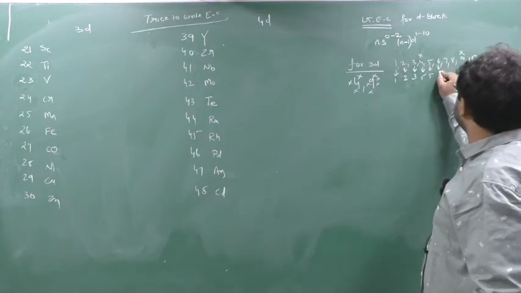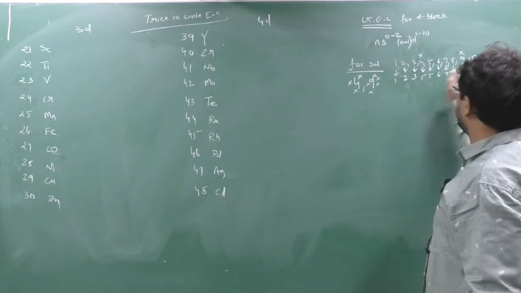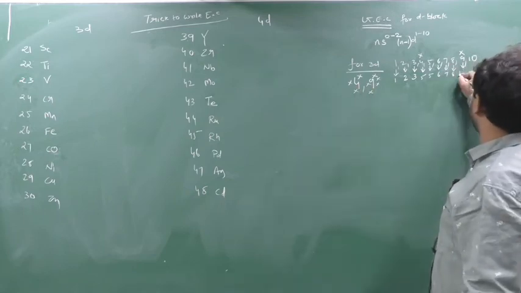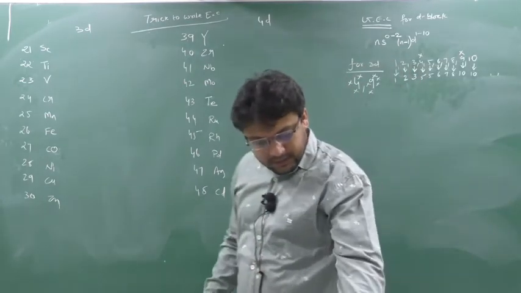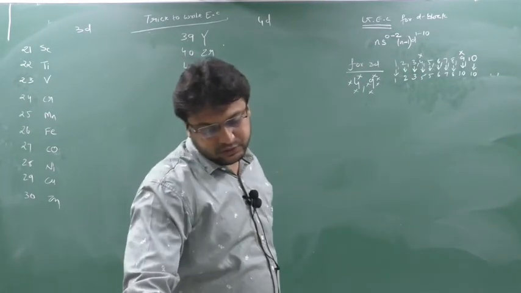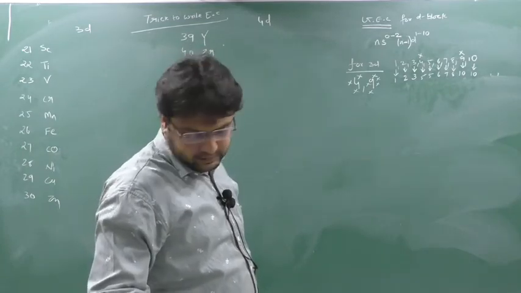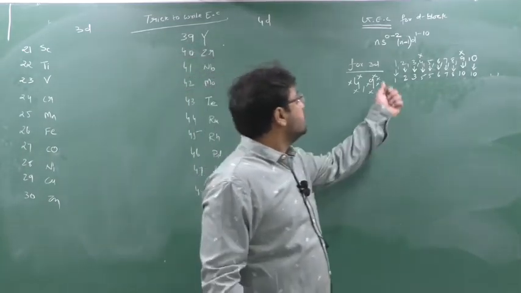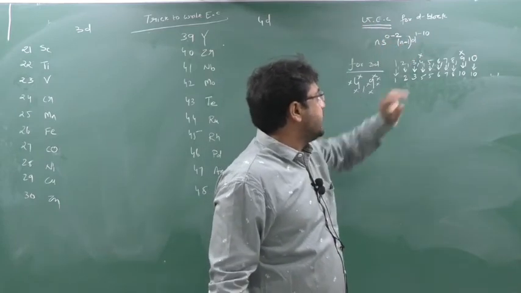When 6 is coming, take 6. 7 is coming, 7. 8 is coming, 8. But when 9 comes, I told you don't take 4 and 9, so when 9 comes, take 10. And 10 means 10, so this number should be taken. Clear? 1, 2, 3, 5, 6, 7, 8, 10. So the general electronic configuration is ns 0 to 2, (n-1)d 1 to 10.